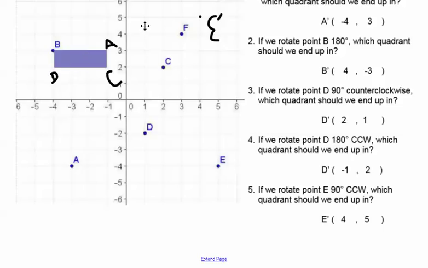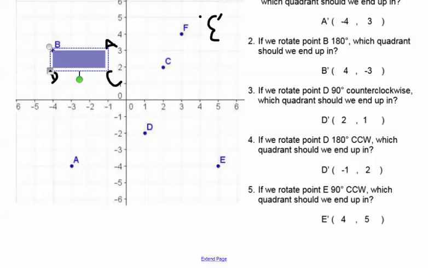If this shape rotated over here, it would end up on its side, probably somewhere like this. If we rotated it 180 degrees, it would end up upside down in this quadrant. All these letters would end up upside down. So A would be here, B would be here, and C and D prime would be there. So you've got to look at the letters to see what's going on.